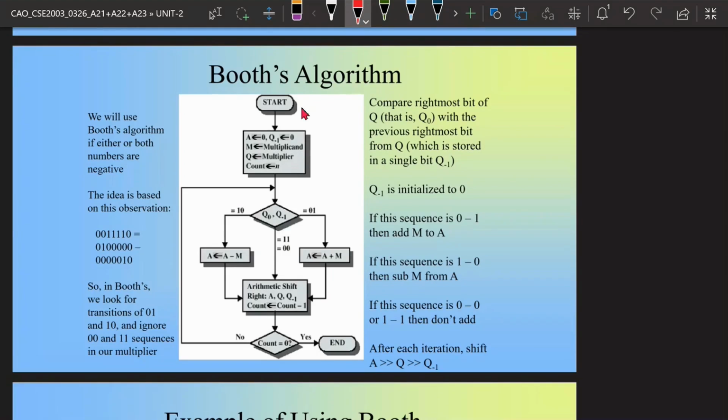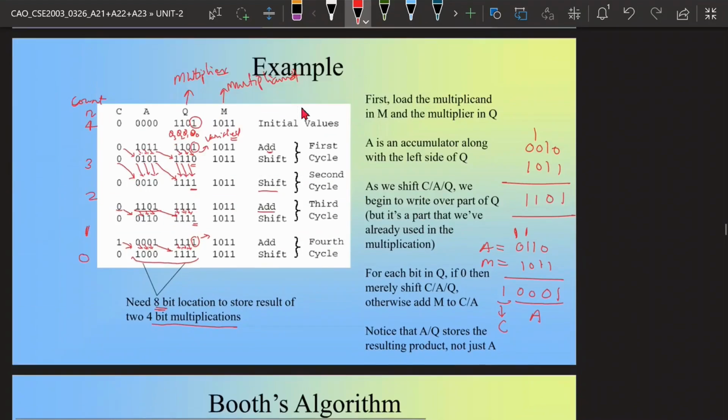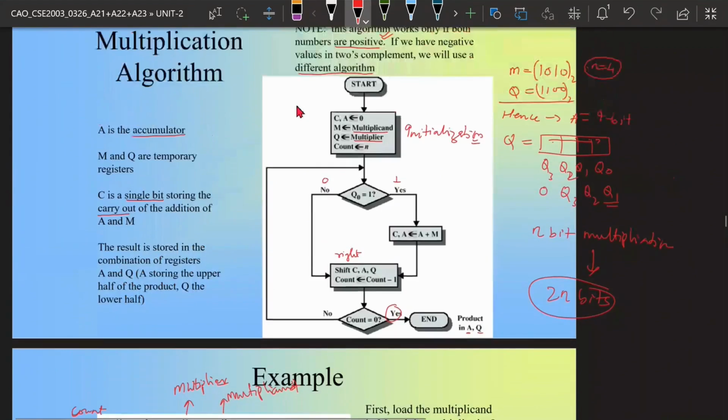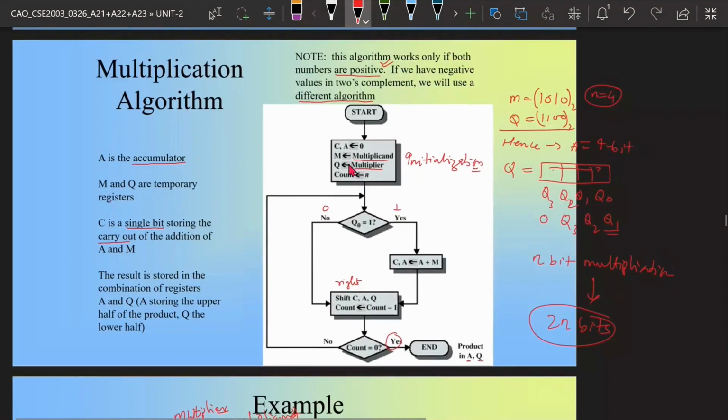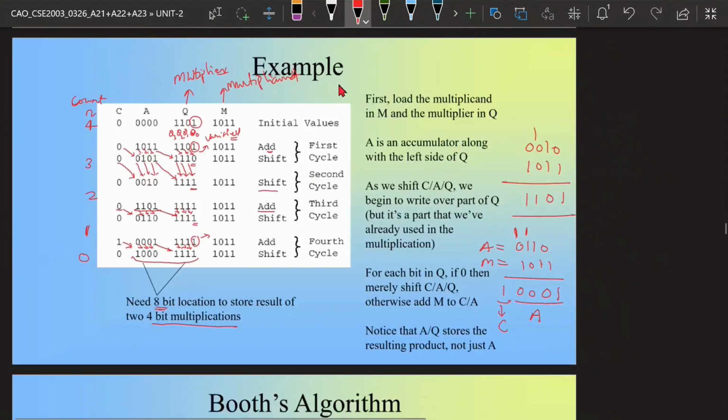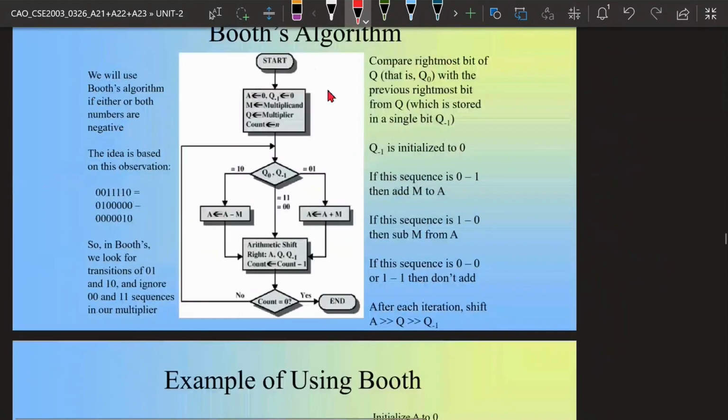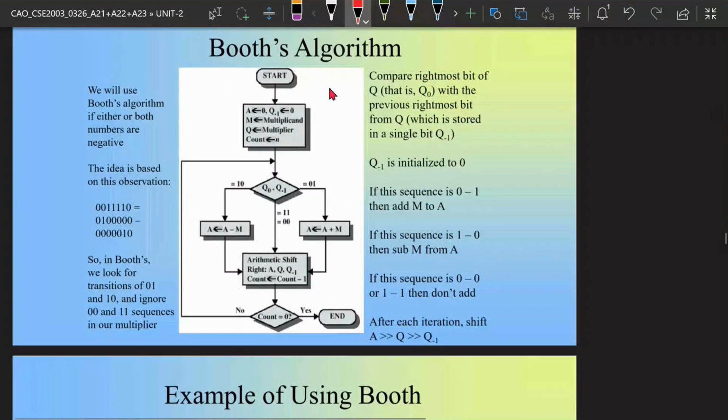So we will just go through what Booth's algorithm is. In the similar case, here we have not considered the negative signs when multiplying. But in the second case, we will be taking the multiplication such that the sign of the multiplier and multiplicand will be considered.